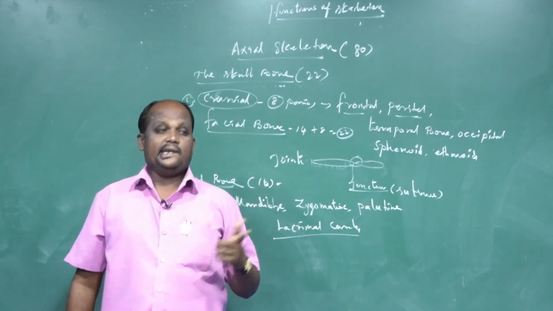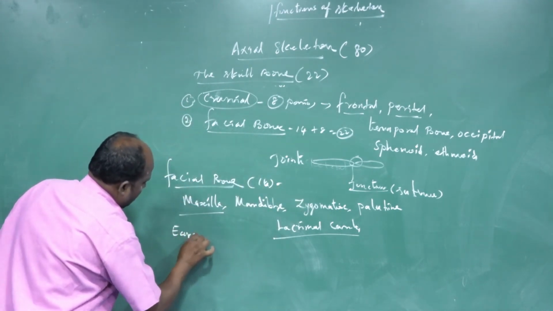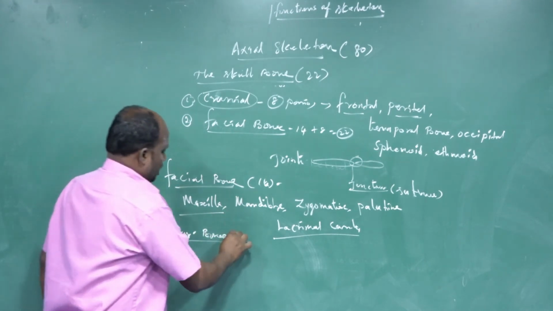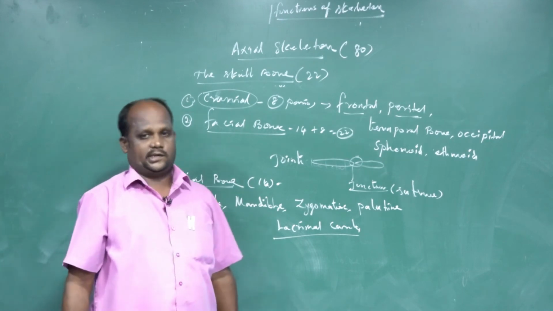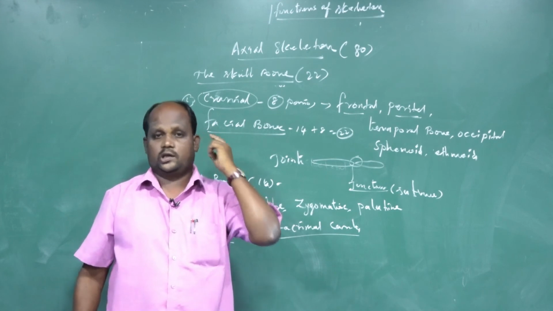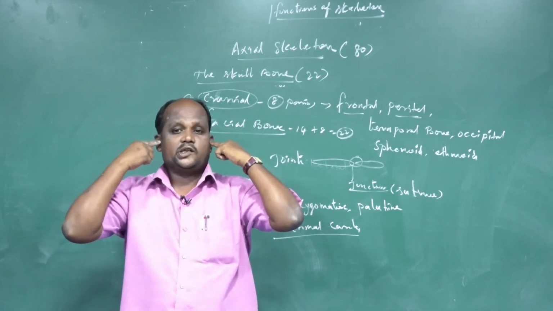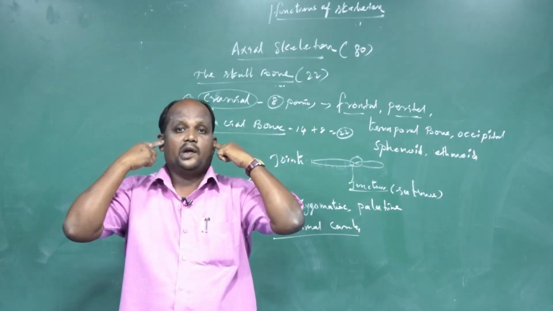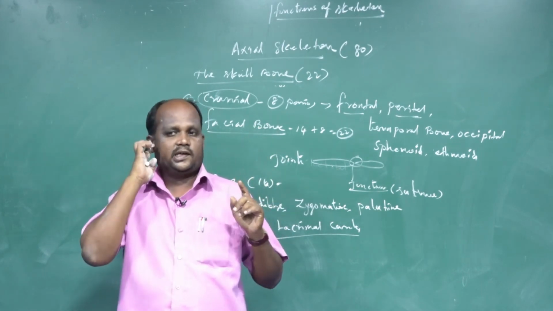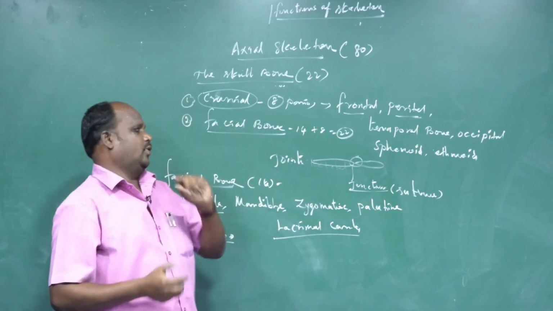Another one is the ear bones. Ear bones are otherwise called ear ossicles, I mean auditory ossicles. On the right side and left side we have two ears. Each ear consists of three bones. We are going to count them, so that is three pairs, three sets of bones.